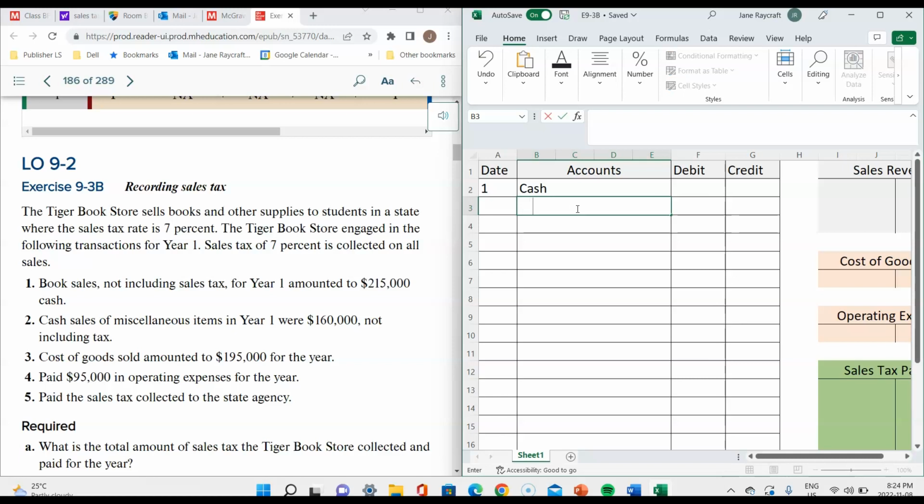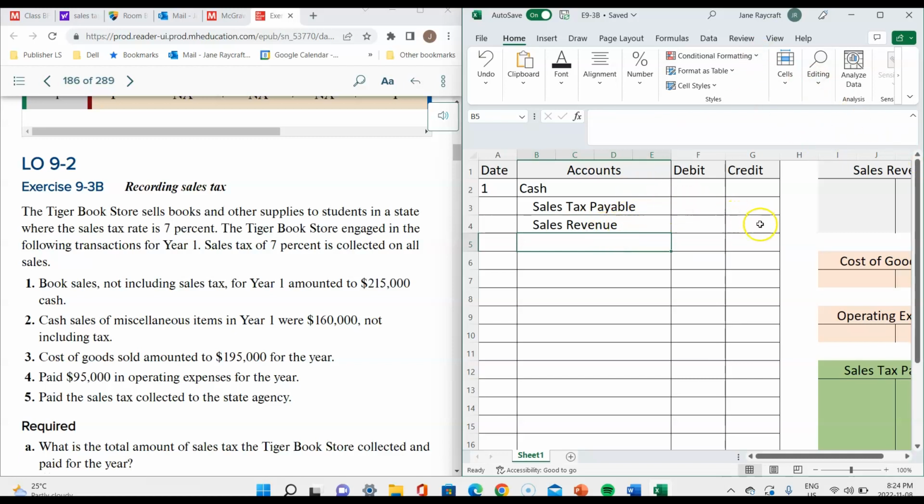So cash is number one. We're also going to have sales tax payable, because we're going to collect sales tax on top of the revenue we get for these books. So it could be sales revenue, but I'm just going to put revenue because, well, actually the title of my account is sales revenue, so maybe I shouldn't be quite as lazy. All right. So those are our three accounts.